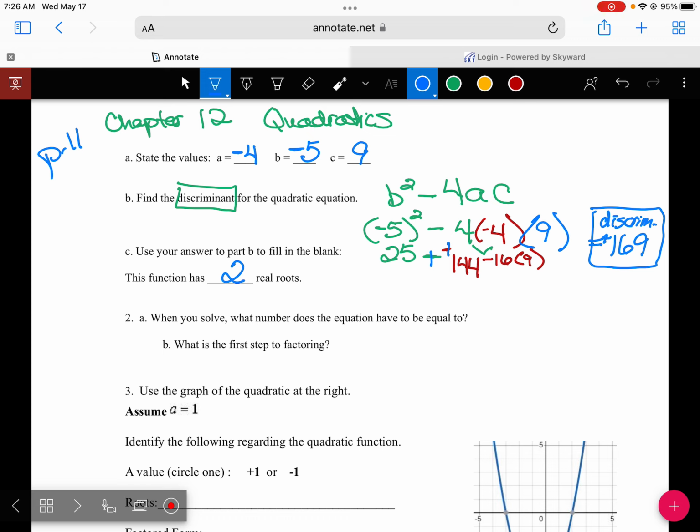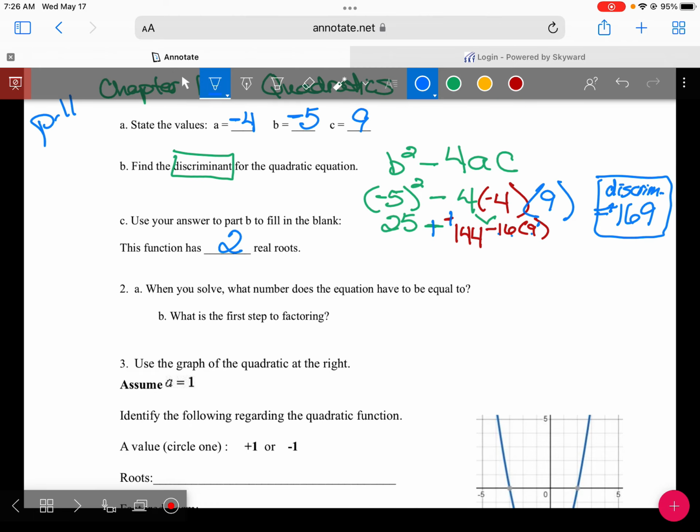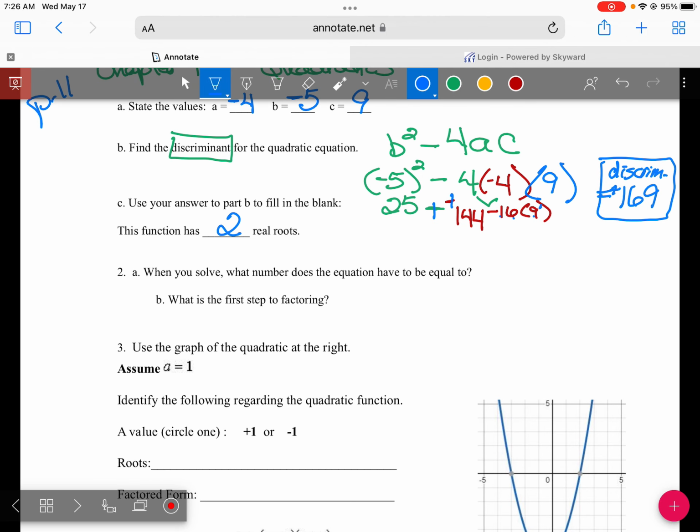How did I get 144? 4 times negative 4 is negative 16. And then negative 16 times that 9 is negative 144. And you add the opposite. I'm glad you asked.